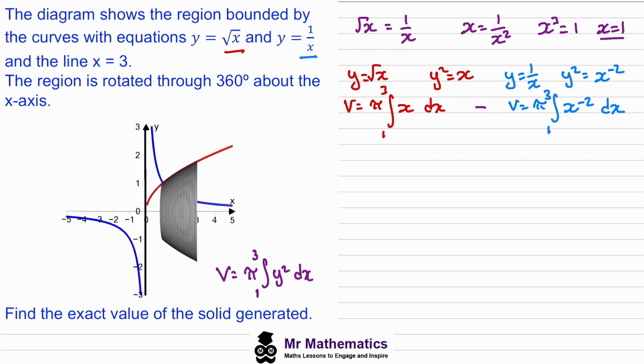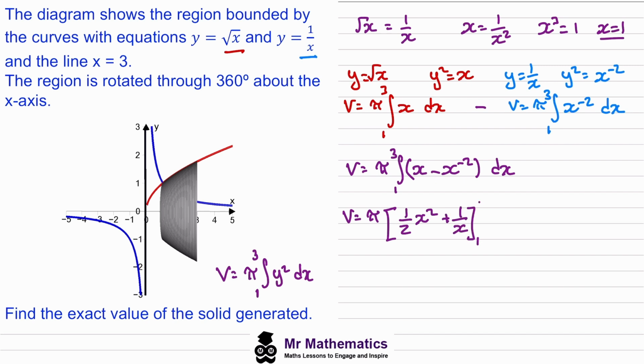But rather than working these out individually, what we can do is say the volume is equal to pi times the integral between 1 to 3 of the difference of the two functions. So x minus x to the minus 2, all integrated with respect to x. So now we get the volume will be pi. We can integrate this, and we get 1 half x squared minus x to the minus 1 divided by the negative 1. So this negative and this negative will make a positive 1 over x between 1 to 3.